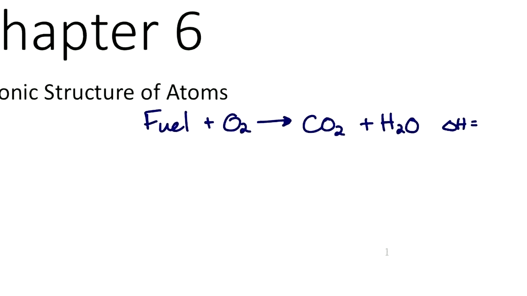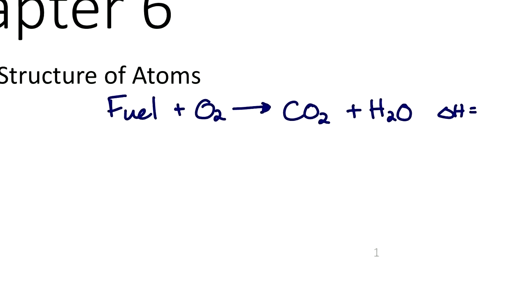So let's think about this equation. What kind of equation is this? Fuel plus oxygen gives us CO2 and water? Combustion, yeah. So with our chapter 5 skills, tell me the sign of delta H of a combustion reaction. Don't think about it too hard. Negative, yes, all right.